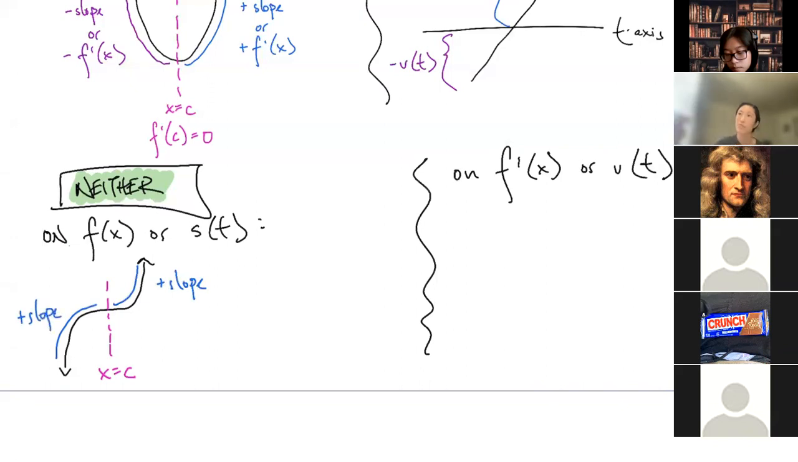All right, so it only rests for a moment in time, but it doesn't actually change direction. And similarly, we could have a case where we are going down and then flattening and then going down. And so this one, we would have x equals c, and we would have a negative slope and a negative slope.